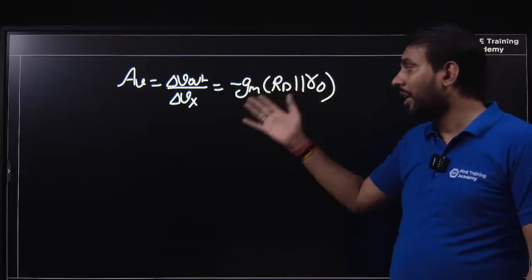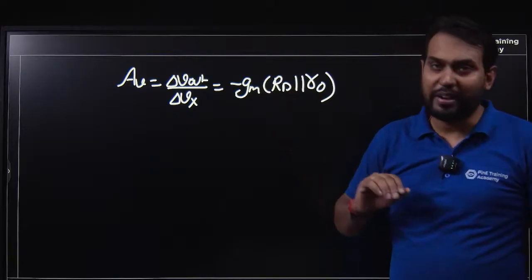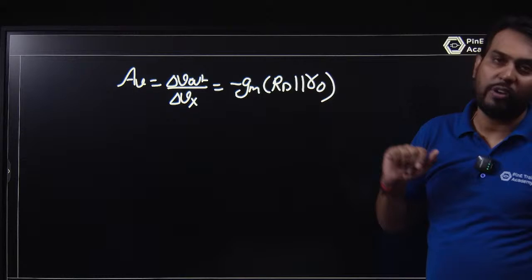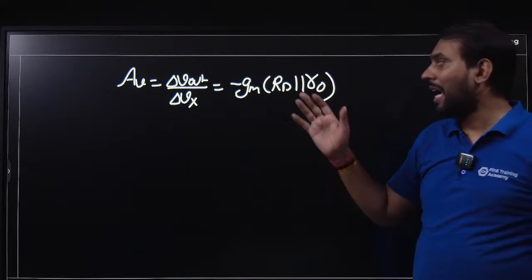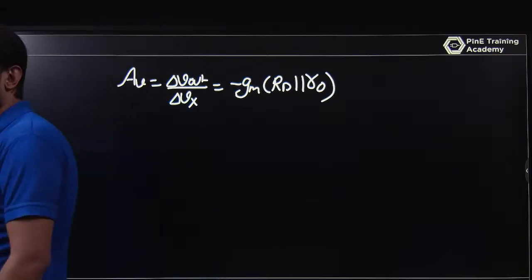So how can you increase your gain? You can increase your gain by increasing the transconductance, that is gm, or you can increase RD parallel R naught. So it can be possible by the increment of the transconductance or by the increment of RD and R naught.